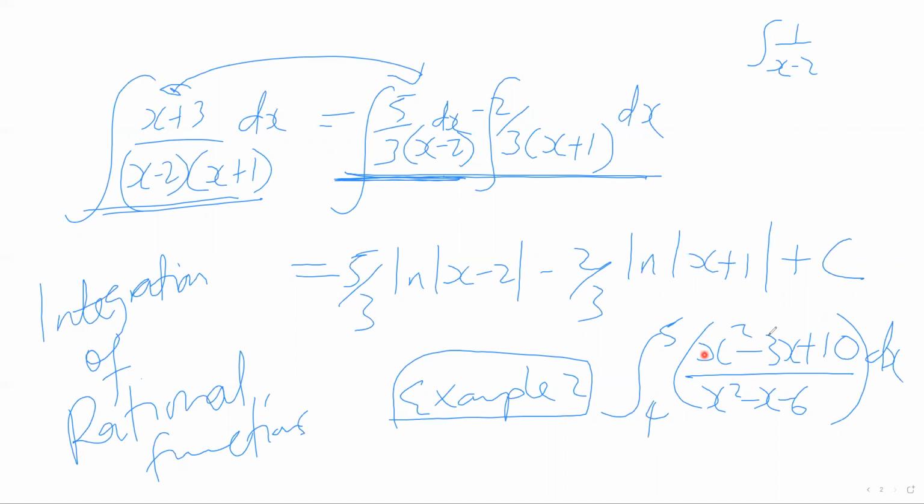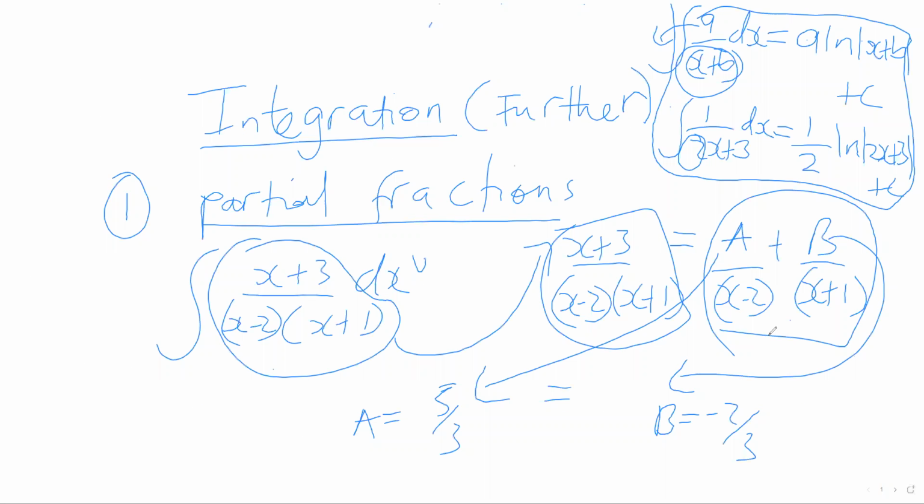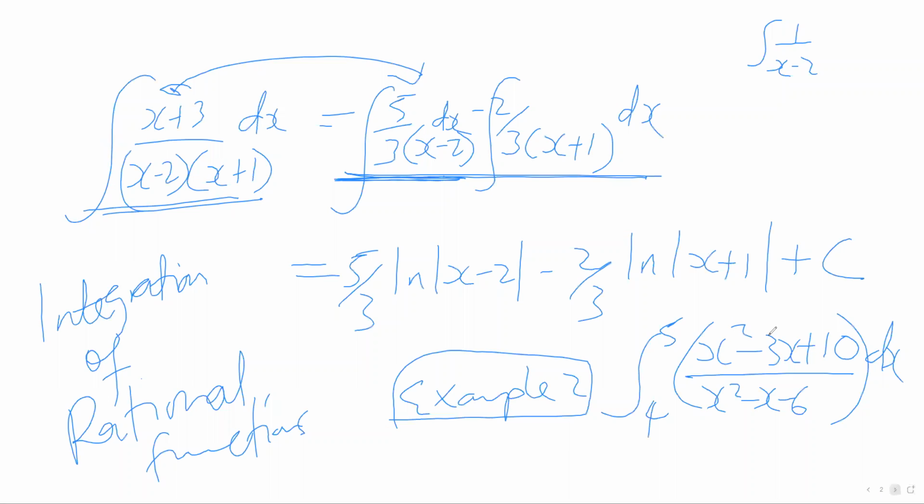The other method, or the other part under this, apart from rational functions. So this is the first part under further integration. The second part is integrating functions of the form 1 over (x squared plus a squared). So we are integrating functions of that form here. Now, integrating functions of that form uses the concept of tan.